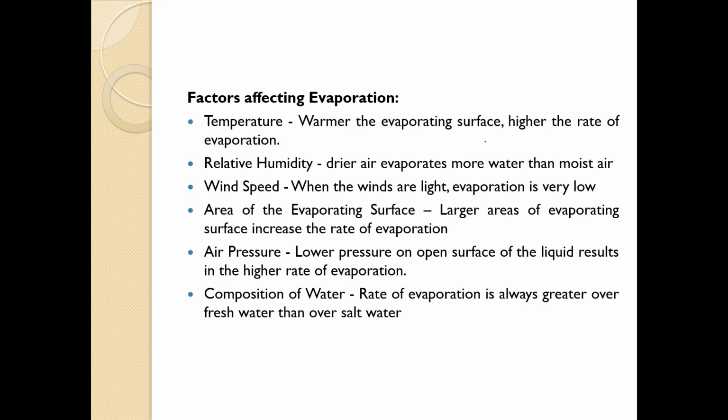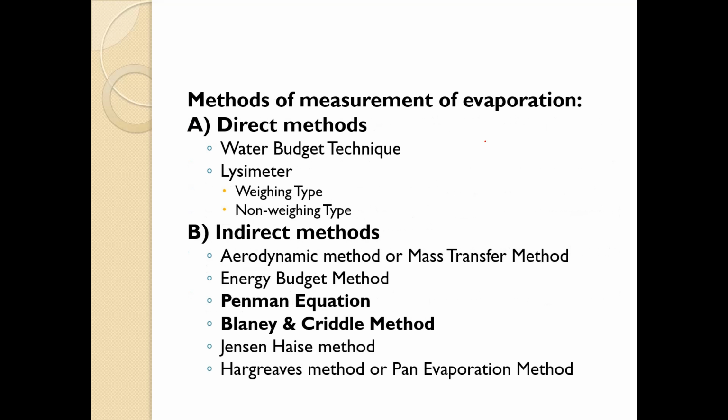Now, what are the factors affecting evaporation? First is the temperature. The warmer the evaporating surface, the higher the rate of evaporation. Then relative humidity. Drier air evaporates more water than moist air. The wind speed. When the wind is light, the evaporation is slow. Area of the evaporating surface. A larger area of the evaporating surface increases the rate of evaporation. Air pressure. Lower air pressure on the open surface of the liquid results in a higher rate of evaporation. The composition of water. The rate of evaporation is always greater over fresh water than salt water.